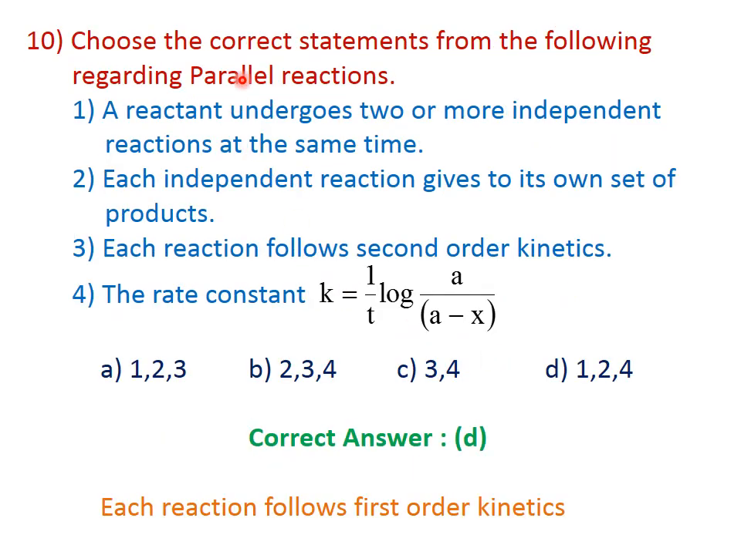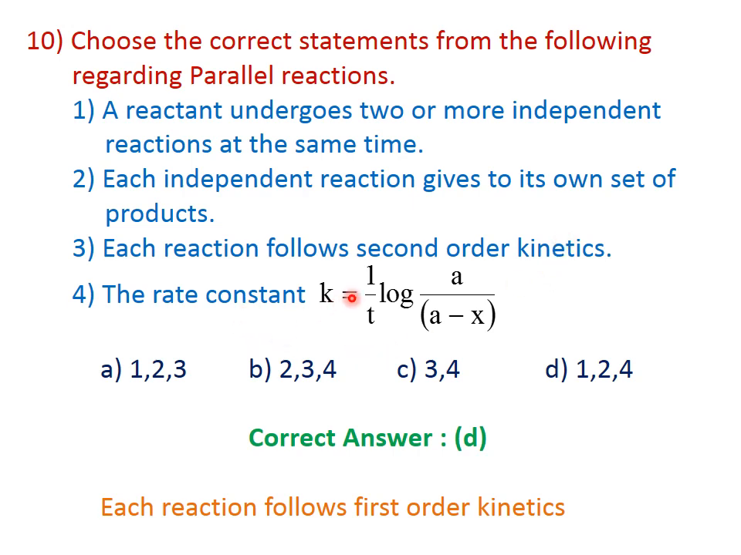Question number 10. Choose the correct statement from the following parallel reaction. Parallel reaction is the correct statement. A reactant undergoes two or more independent reactions at the same time. Correct. Each independent reaction gives its own set of products. Correct. Each reaction follows second order kinetics. This is wrong. எல்லா இதுக்கும் first order kinetics இருக்கும்.